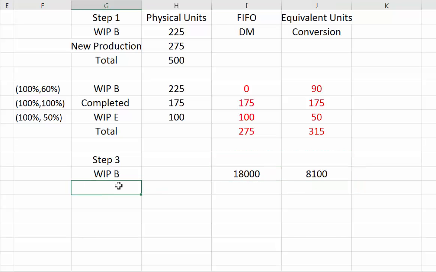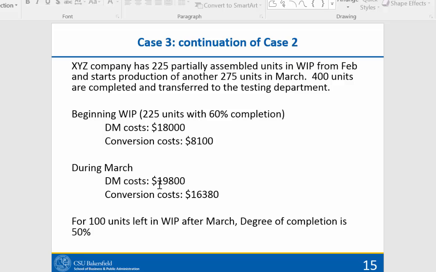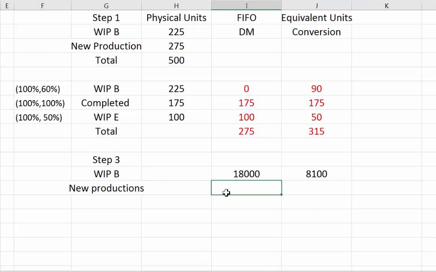Then the next will be the new production. Okay, the new cost added. Okay, and this will be these two numbers, 19,800 and 16,380. So that's what you have here. That's what you have here.